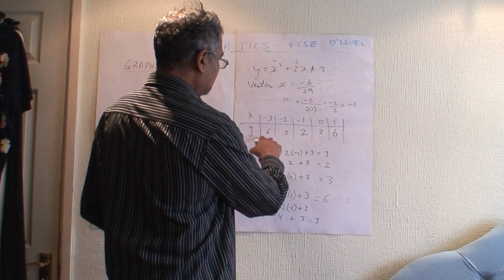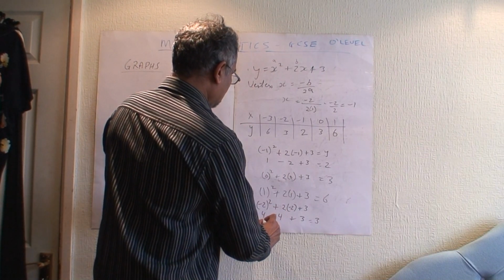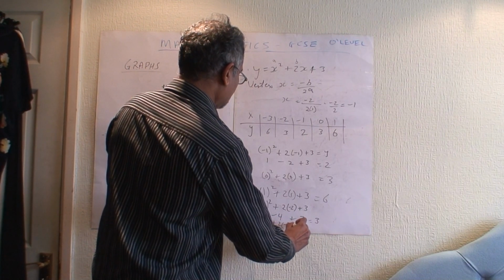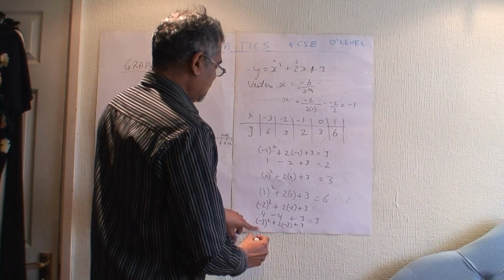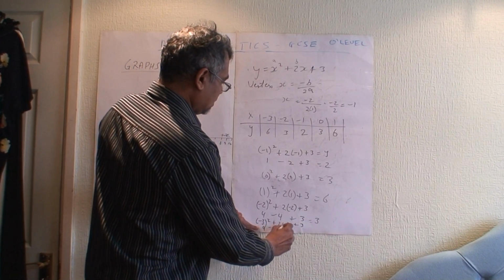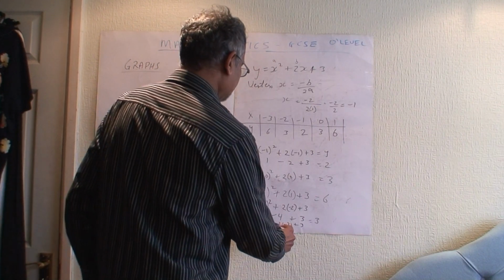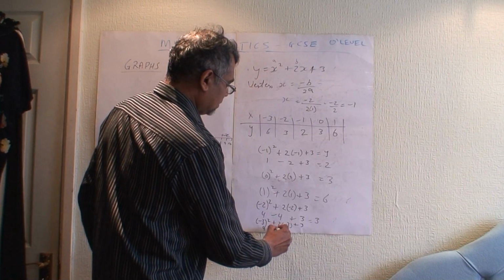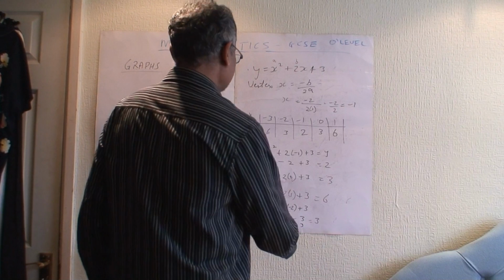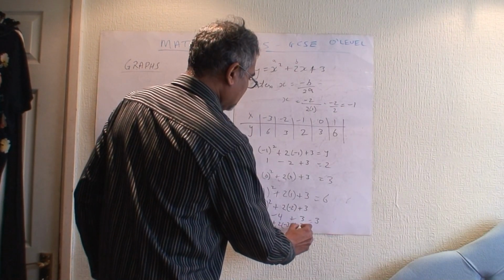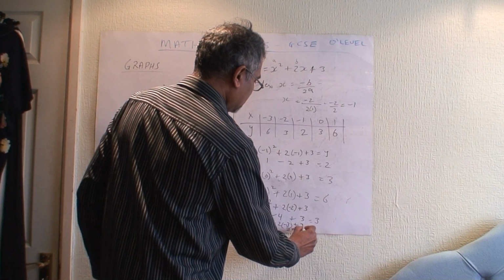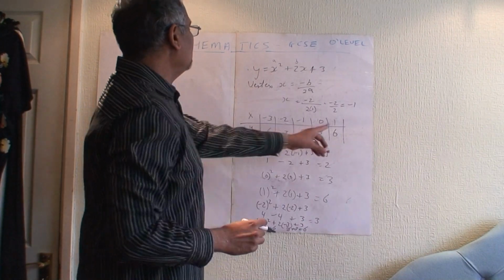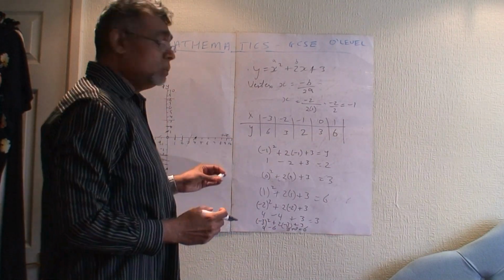Likewise with minus 3, you're going to get 6. Minus 3 squared plus 2 multiplied by minus 3 plus 3. This is 9, and 2 multiplied by minus 3 is minus 6, so you're left with 3, and 3 plus 3 is equal to 6. And that's 6 here.